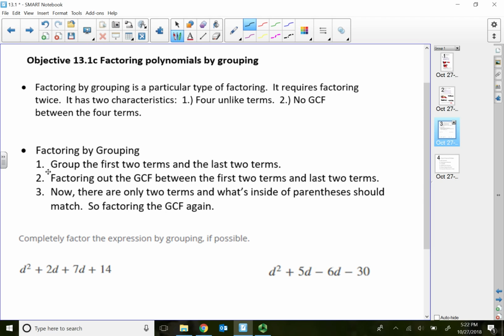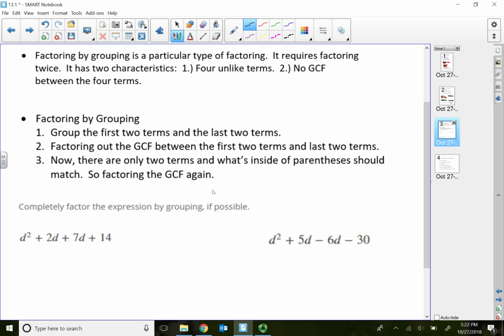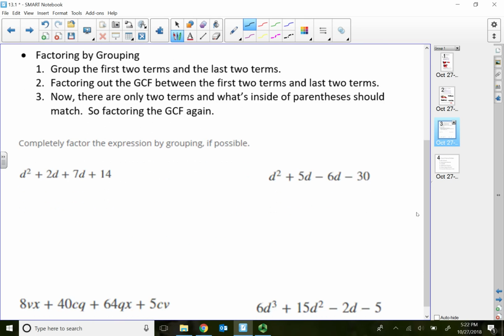So the first step is, just like the wording says, group the first 2 and the last 2 terms. Then step number 2, factor out the greatest common factor between the first 2 and the last 2 terms. Once we've done that, we will end up with 2 terms, and what's inside the parentheses of each term should match up. Once they match up, what's inside the parentheses becomes another greatest common factor, so we can factor out the greatest common factor again. All right, so let me show you what it looks like.